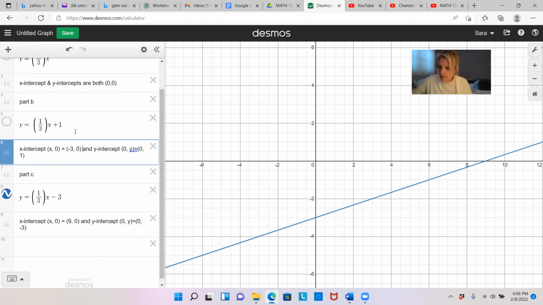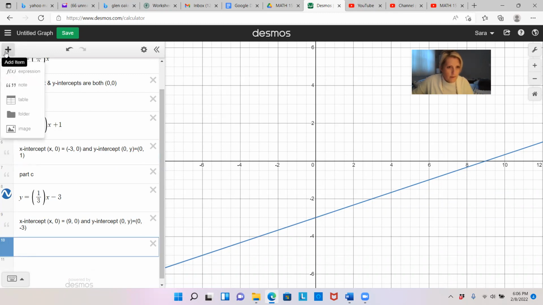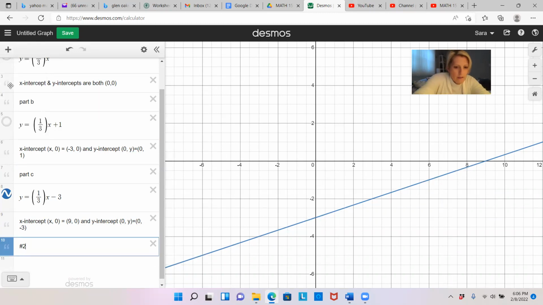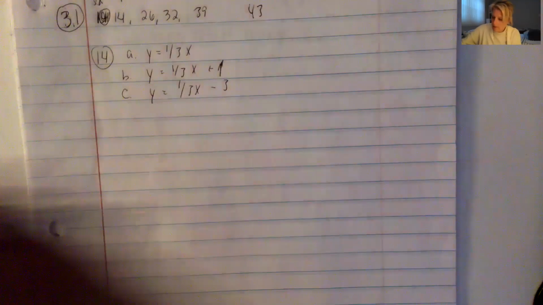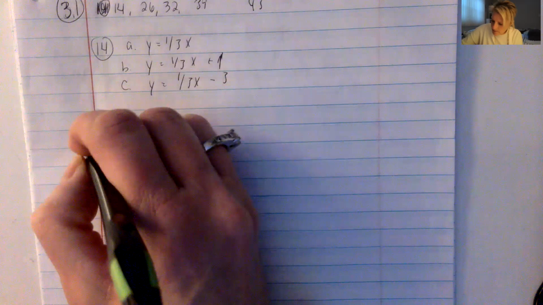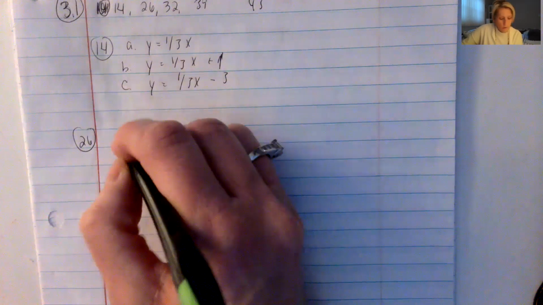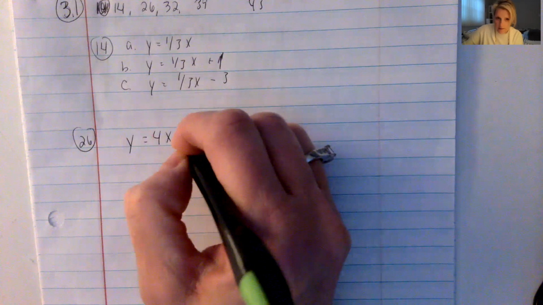Okay. The next one I would like to do is number 26. And 26 says, find the intercepts for each graph, then use them to help sketch the graph. I am going to show you on the graph in just a moment, but I'm going to show you on my paper first because I would like you to start seeing how to do it with your algebra pieces. So number 26, the equation is y equals 4x minus 2.